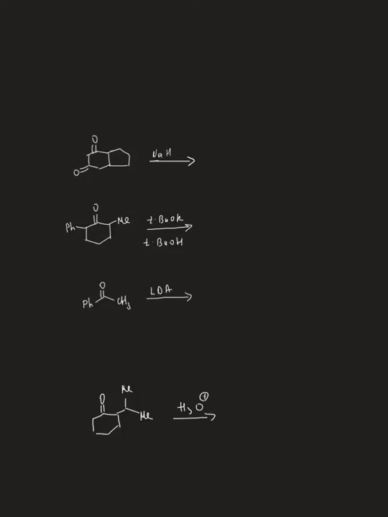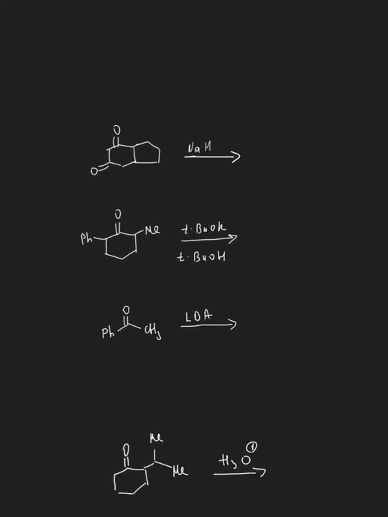If we look at this first example, you can see we have several different positions that could be acidic. So I'm going to draw those acidic hydrogens. The first one is here. There's another one here, and there's another one here. These are the three hydrogens that are alpha to a carbonyl group.